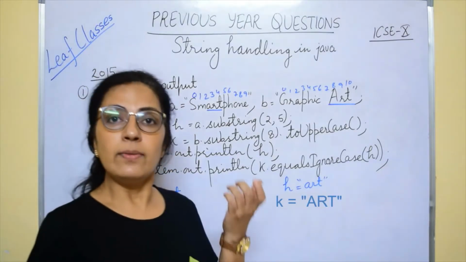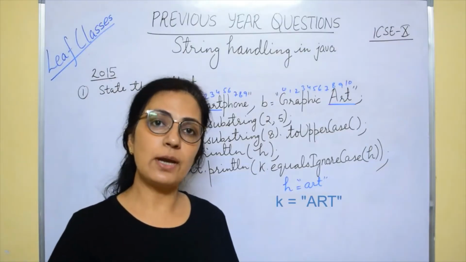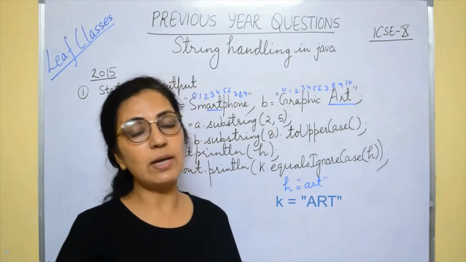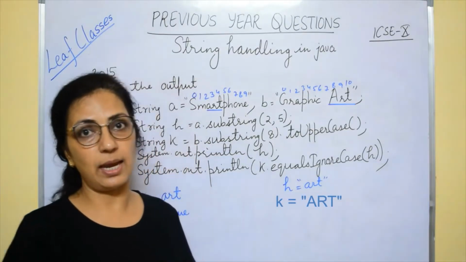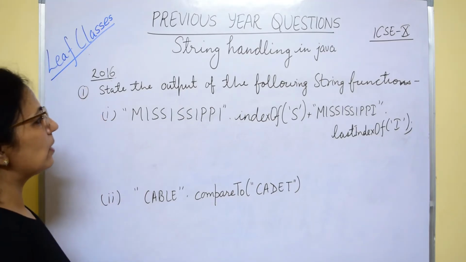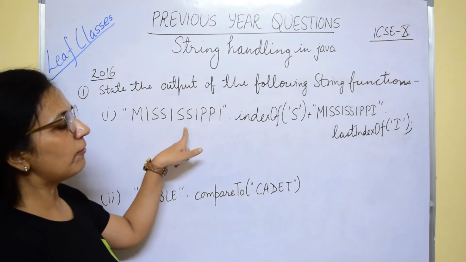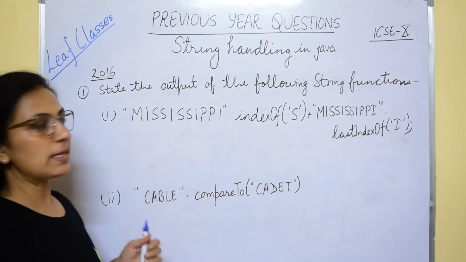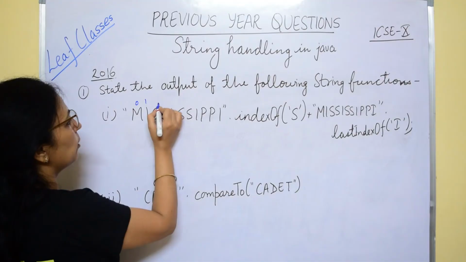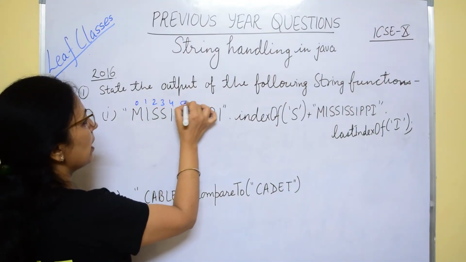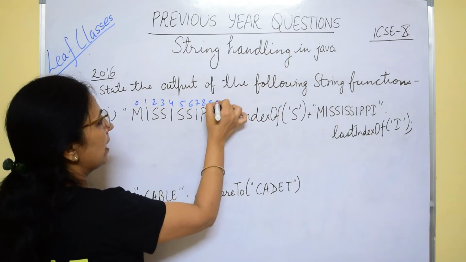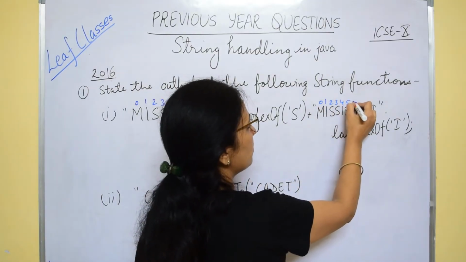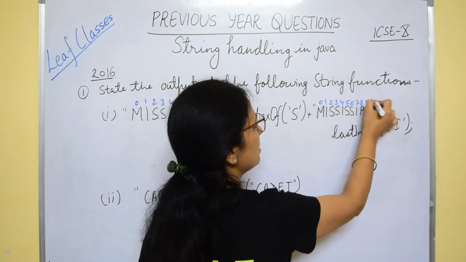If you see the questions of section A on string functions, mostly concat, substring and index functions are always asked in section A. Now the question from year 2016: give the output of the following string functions. Index of and last index of, these two functions are used. So we must put the index numbers in the given string: 6, 7, 8, 9, 10. Same here: 0, 1, 2, 3, 4, 5, 6, 7, 8, 9 and 10.